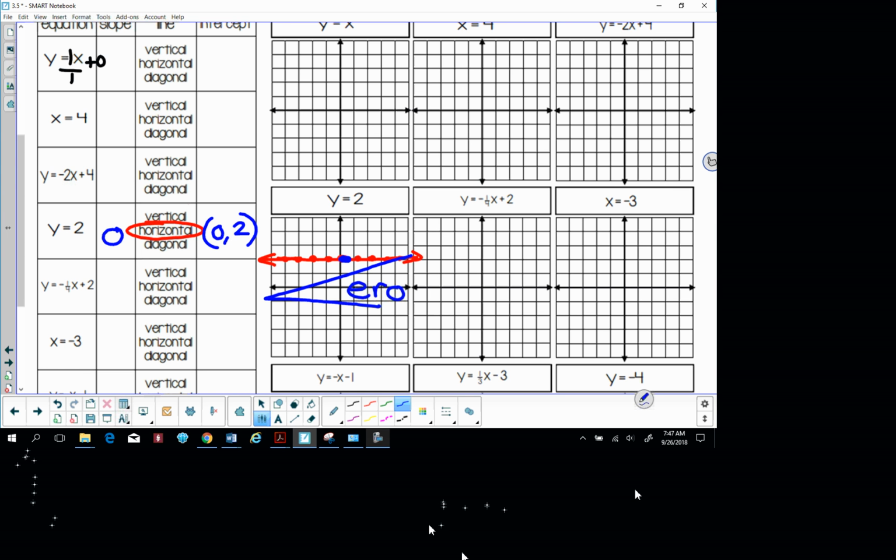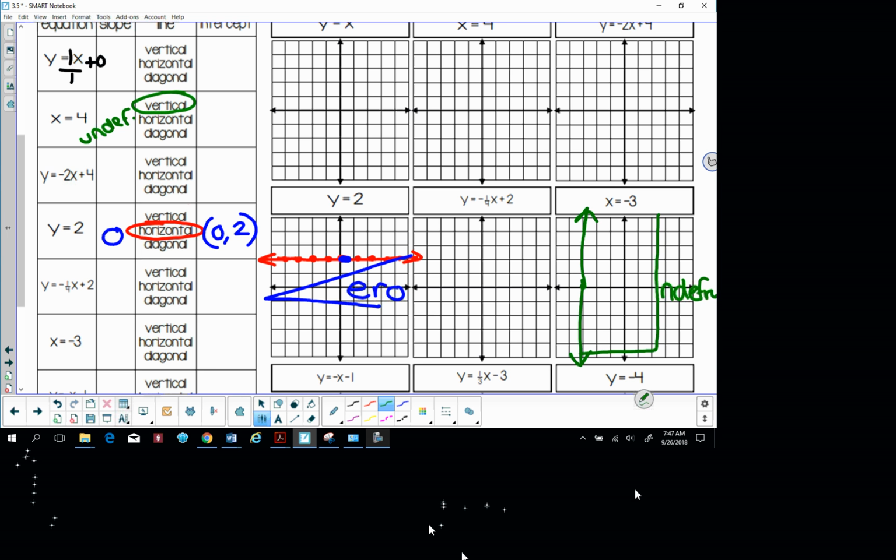0, comma 2. Now over here, Christopher was saying, okay, if x equals -3, here's where x equals -3, and I know all my x's are going to equal -3. Now, does this have a y-intercept? No. What's the slope? What letter can I make with it? Undefined, right? So if I can make a u out of it like that, it's undefined. And I know it's a vertical line because it's going up and down.